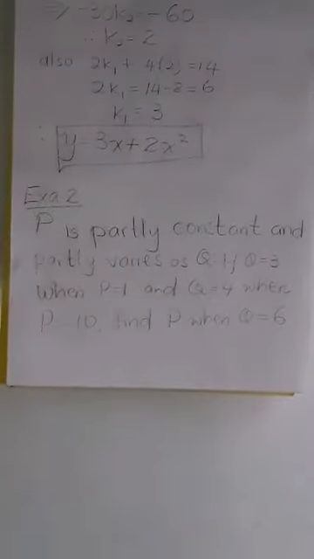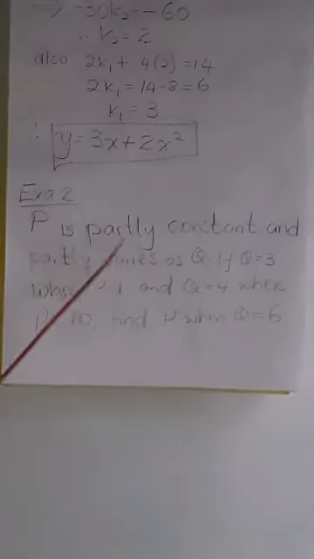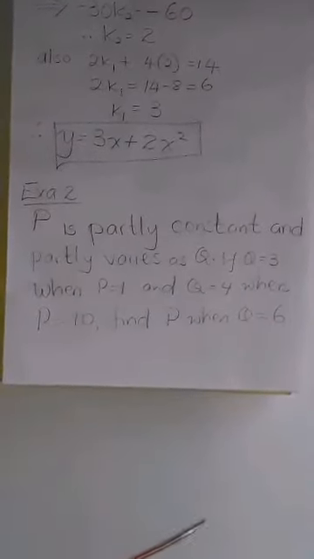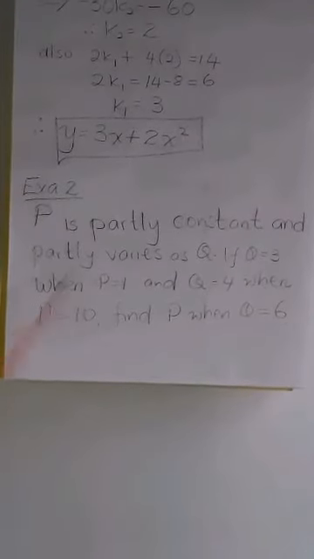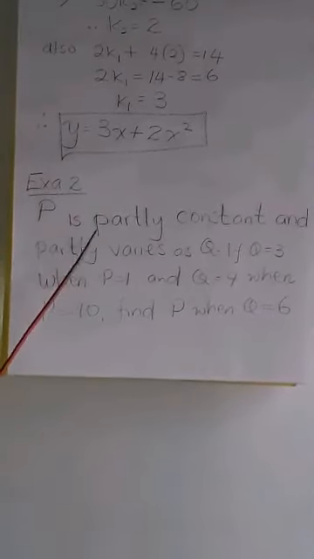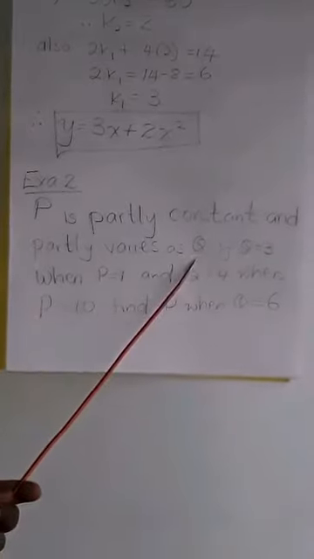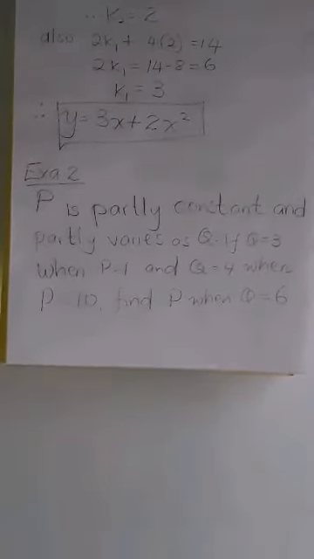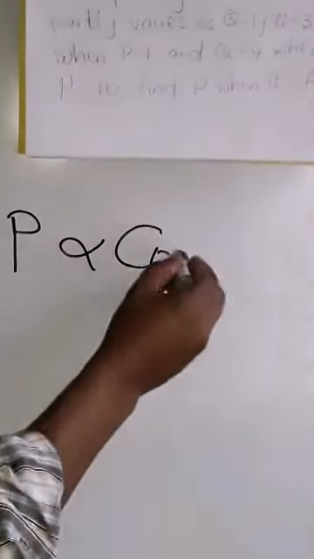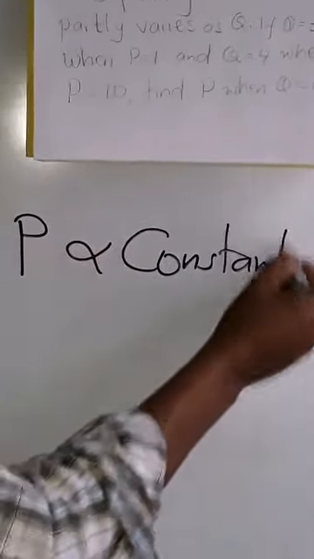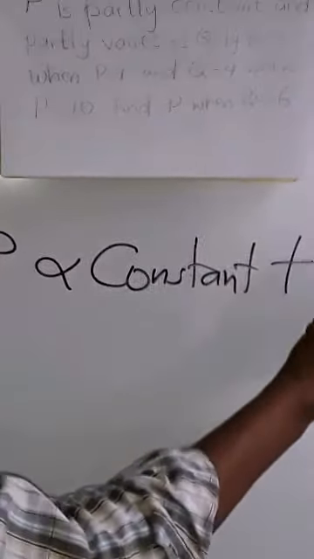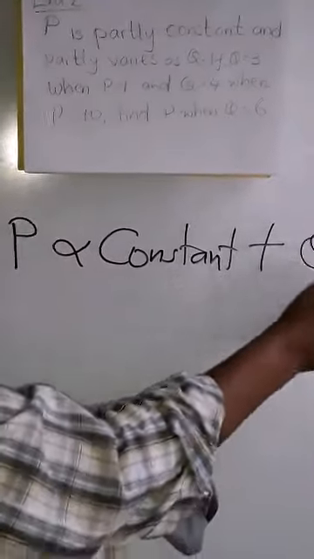Looking at another example, p is partly constant. So one part of p is constant and the other part varies directly as q. So if I want to write that, maybe I write it here, you will find that we are saying p is partly a constant and partly q.